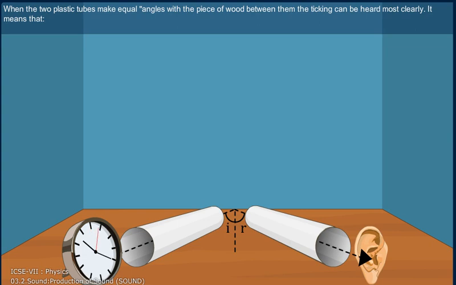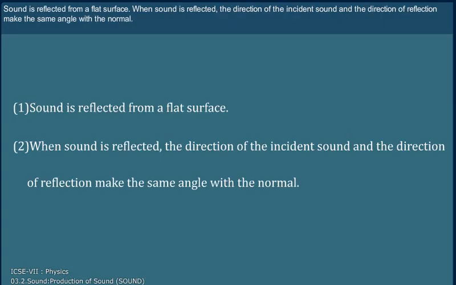When the 2 plastic tubes make equal angles with the piece of wood between them, the ticking can be heard most clearly. It means that sound is reflected from a flat surface. When sound is reflected, the direction of the incident sound and the direction of the reflection make the same angle with the normal.